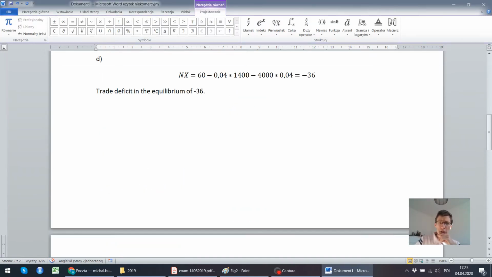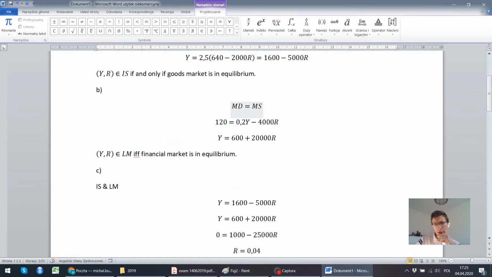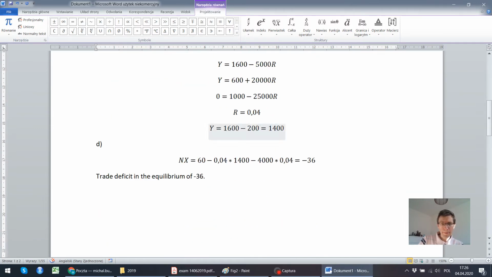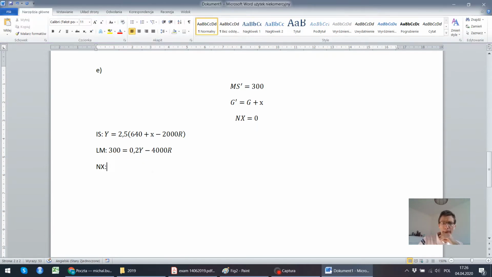Now, what are the changes to the LM curve in the new equilibrium? Well, the change in money supply. Instead of MS, we have MS prime, which is equal to 300, but the demand equation is the same as before. So let's take the lazy way and just put the new money supply after monetary expansion. And what about net exports?